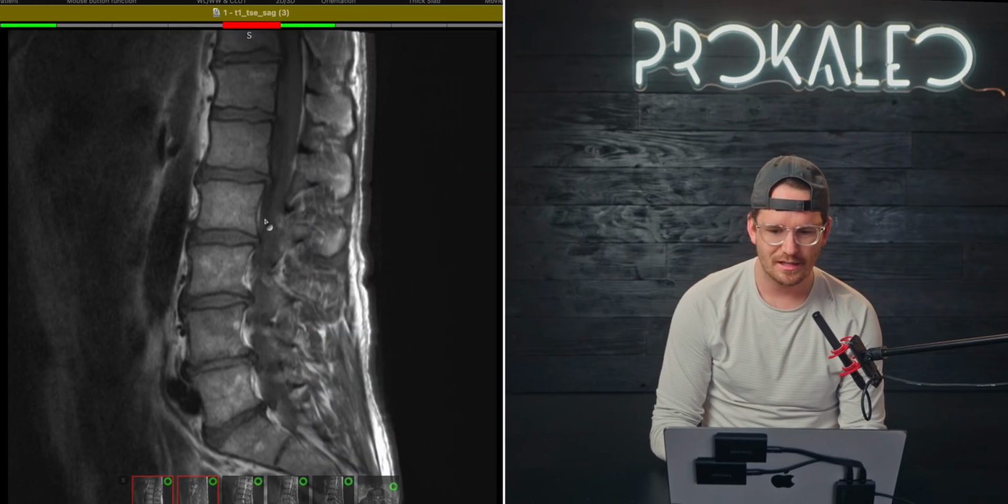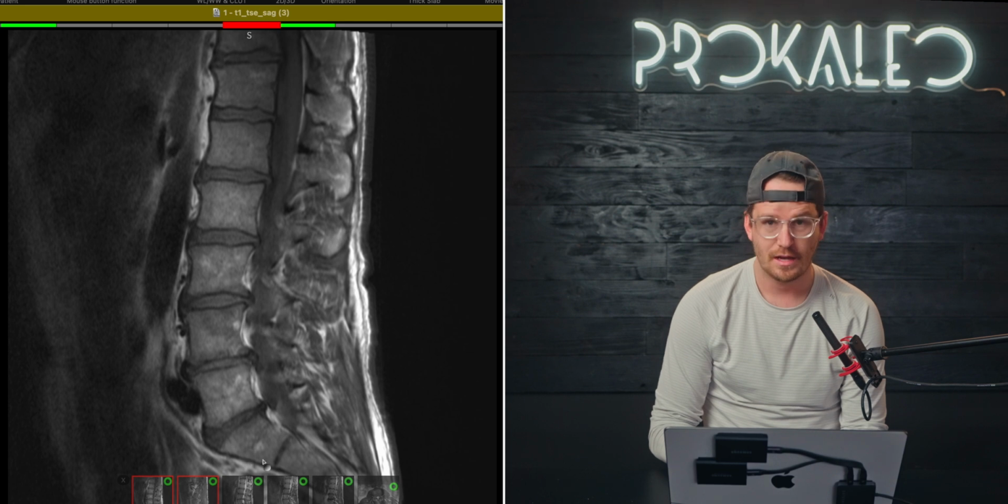Okay, so we looked at the sections cutting from the front to the back. Now we're going to look at from the side. And you just got a quick lesson on how to read an MRI. Hopefully that made sense. So what we're looking at here, you can maybe guess. Can you guess? What do you see? Sacrum, L5, L4, L3, L2, L1. What do you see at L4, L5?